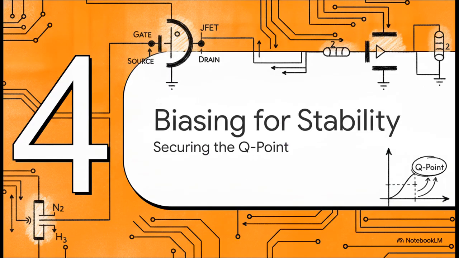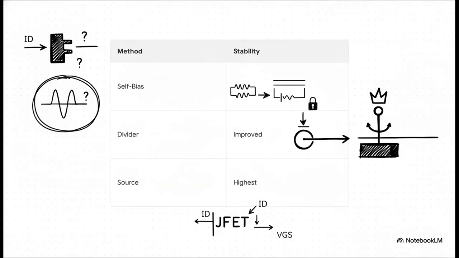To actually use this device reliably, we have to lock it into a stable operating position, which we call a Q point. That brings us to Section 4, biasing for stability, securing the Q point. So there are 3 main ways we bias a JFET to lock in that Q point. We usually start with self-bias, which is super common and simple, but its stability really depends on the physical quirks of whatever individual JFET you happen to pull out of the bin.